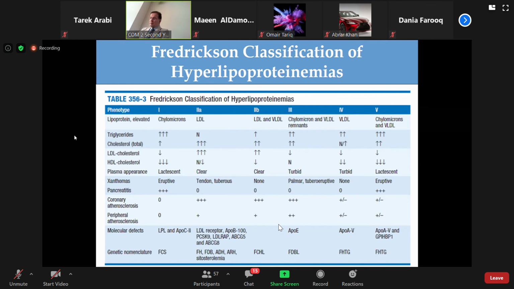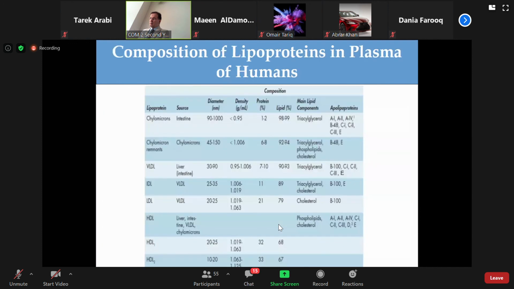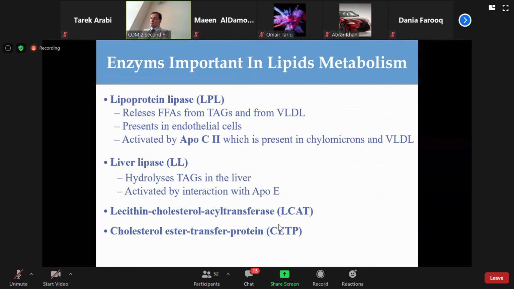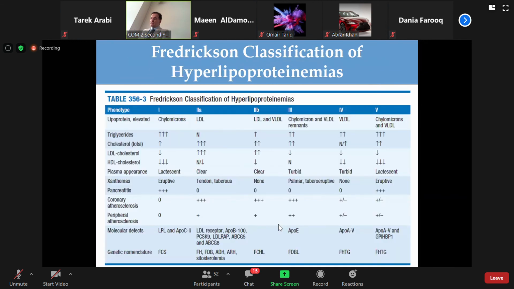This one? Which one? These are the compositions. This is lipoproteins. And this is Fredrickson. This one?